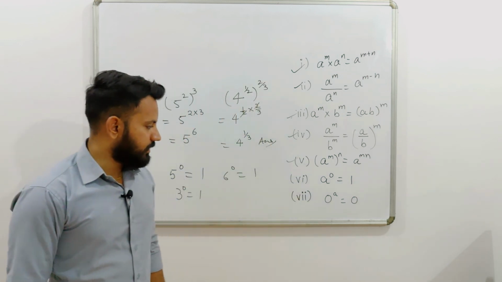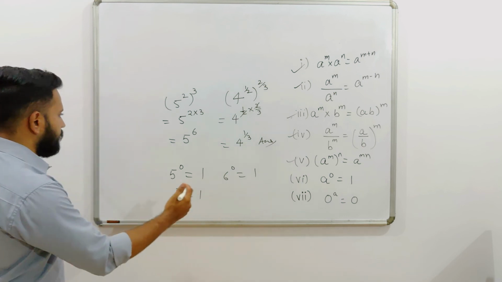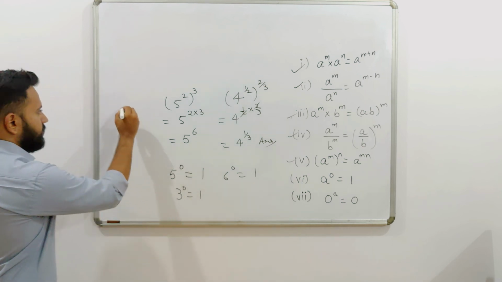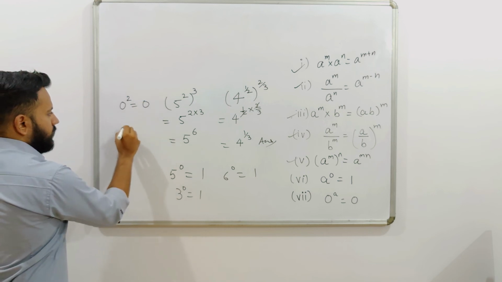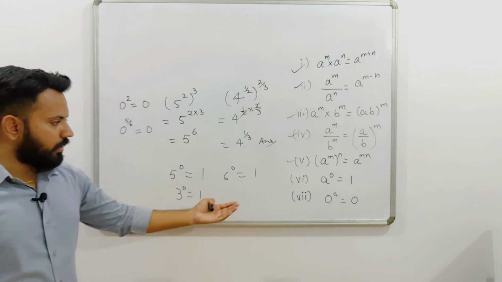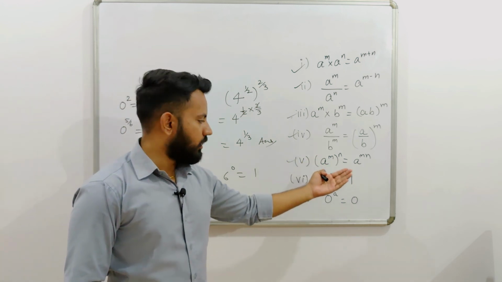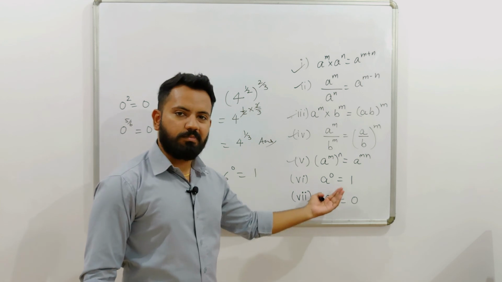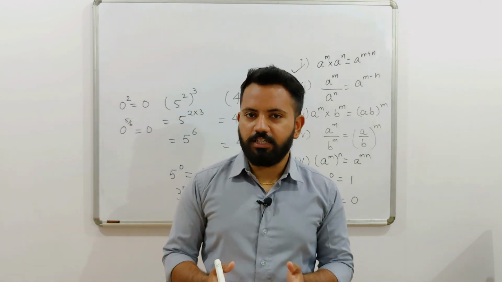The last one is the 7th law, that is 0 raised to any number is 0. Means, for example, if it is given 0 raised to 2, that will also be 0. 0 raised to 5 by 6, that will also be 0. So these two are the very basic laws that you need to remember. Any number raised to 0 is 1 and 0 raised to any number is always 0. So here we have completed the basic laws of exponent.